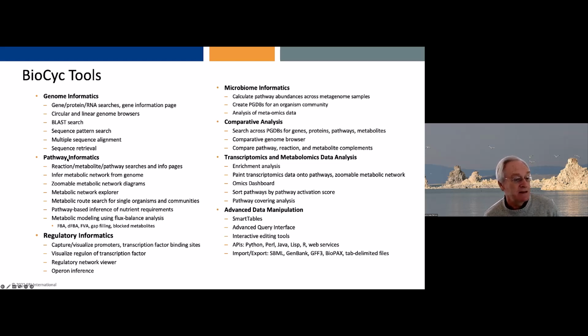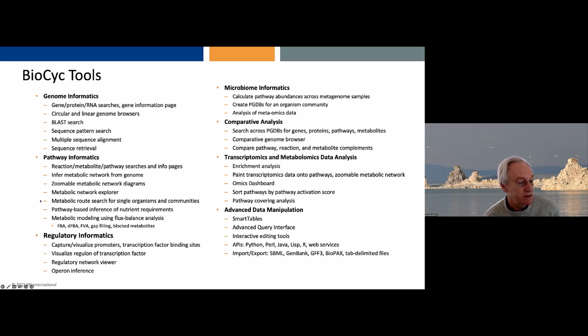So the pathway informatics tools include search and information pages for pathways, metabolites, and reactions, the ability to infer the metabolic network of an organism from its genome. We have zoomable whole organism metabolic network diagrams for each of the 20,000 organisms in BioCyc. There's a separate zoomable metabolic network diagram. We have a tool called the Metabolic Network Explorer that lets you interactively explore a metabolic network one step at a time in a forward or backward direction from a starting metabolite.